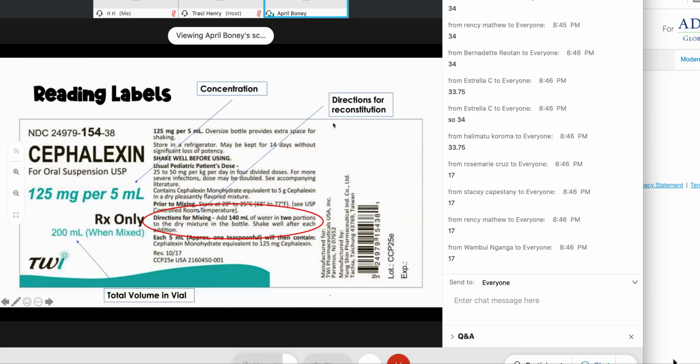Now, the other thing I want to point out is if you're asked to reconstitute, the directions to reconstitute are on your label. So right here in red, add 140 milliliters of water in 2 portions. So it's 140 milliliters total, and it's water. So that's what we're putting in, and then we're shaking it. And now we've reconstituted our medication. And nurses do this. They do this every day. So if you're asked in a question to reconstitute, here are your directions right on your label. Once you reconstitute, you end up with 125 milligrams for every 5 milliliters.